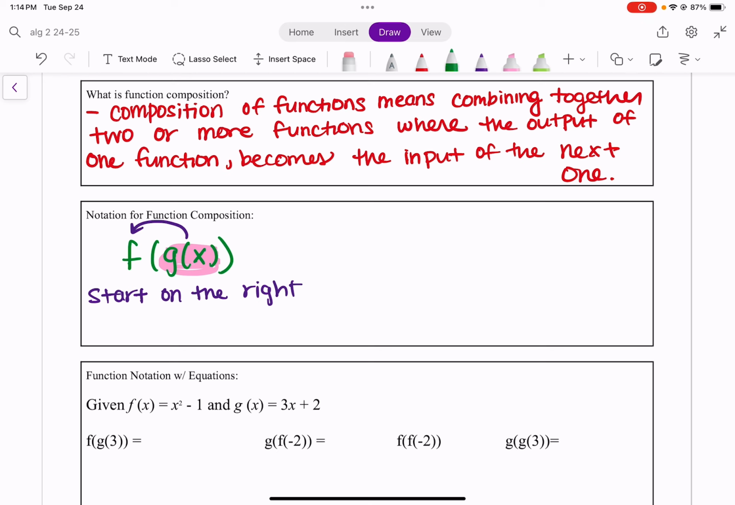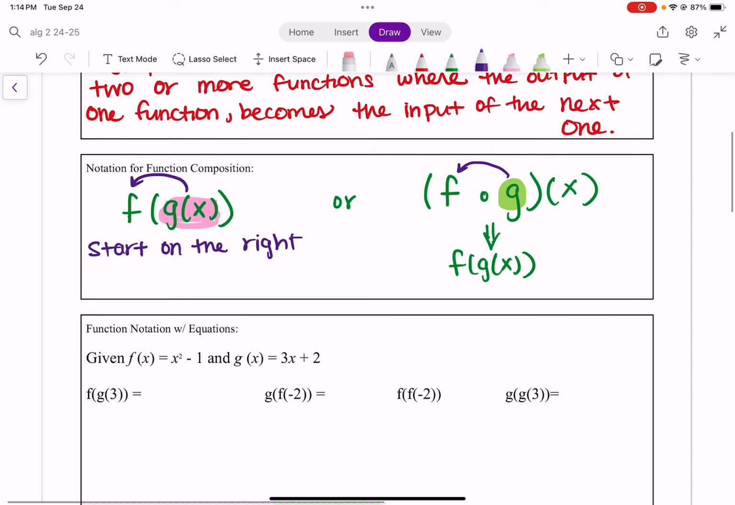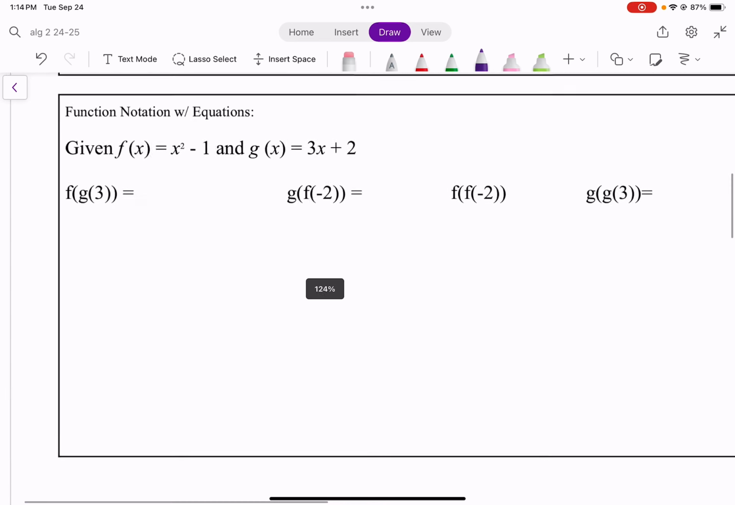Another way to write it is like this. So again, this means f of g of x. And again, you just start on the right and then you go to the left. So you always start on the right and then you go from there, okay? So let's actually try a problem so that you understand what's happening.